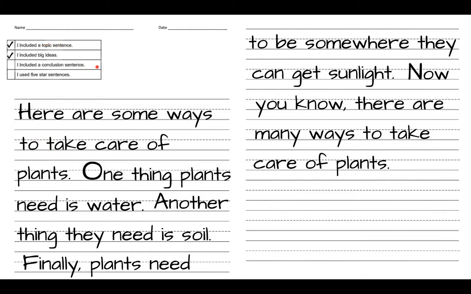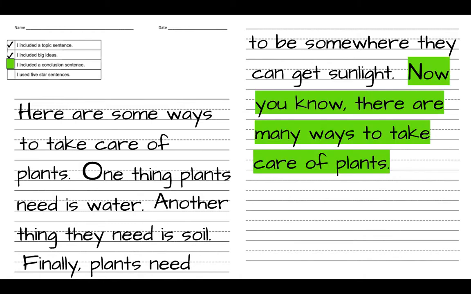Next on the checklist is I included a conclusion sentence. So remember, that's my last sentence that wraps up my thinking and reminds the reader what they were reading about or what my paragraph was about. So I should have my topic somewhere in there. Remember that was green as well. So let's take a look here. It says, now you know there are many ways to take care of plants. I would make sure I used some of those phrases to help me form my sentence from the front of my journal. And I definitely did have that. Now you know is one of them. There are is another one. And then my topic is ways to take care of plants. Again, I have a full sentence and it's a conclusion sentence, so I can check that off.